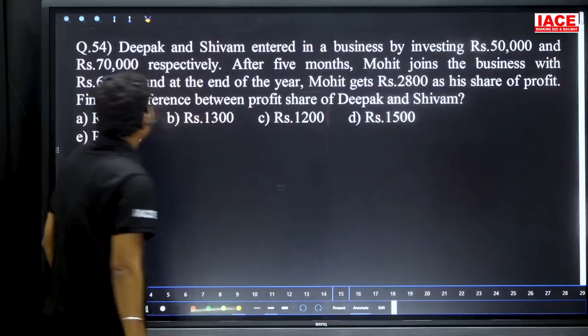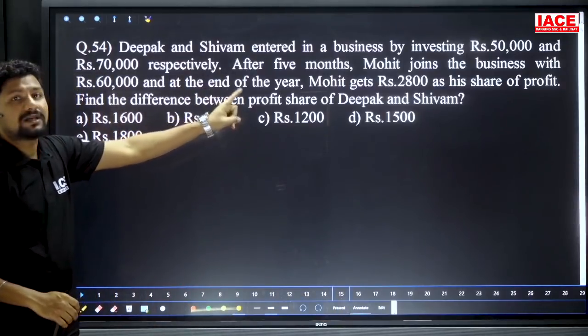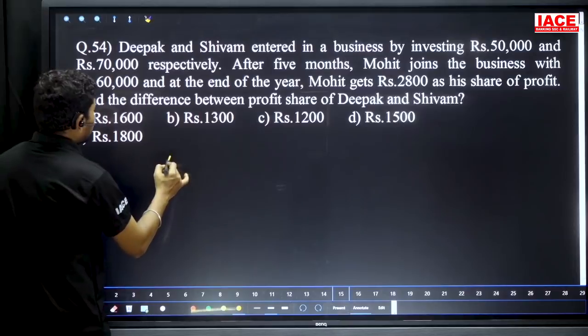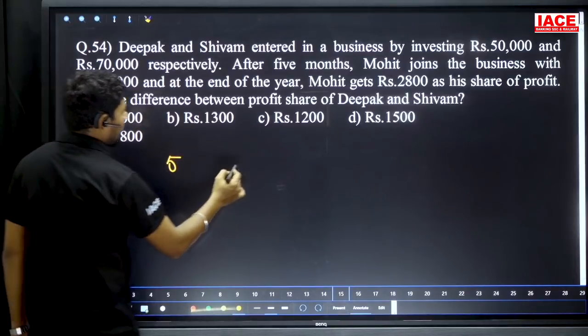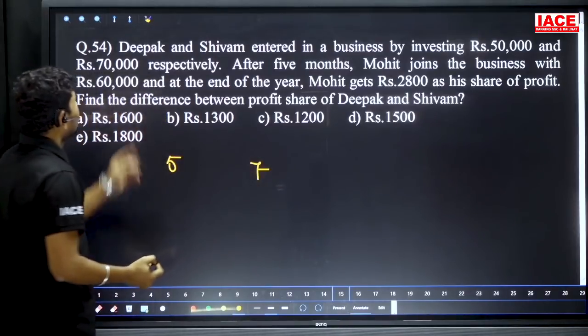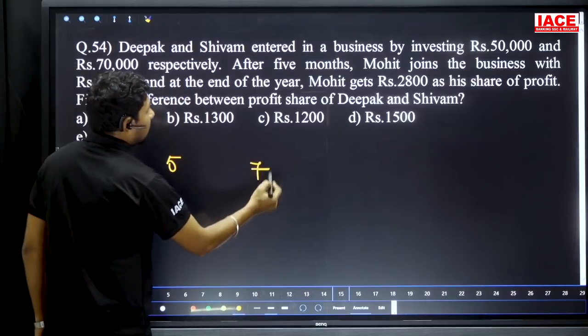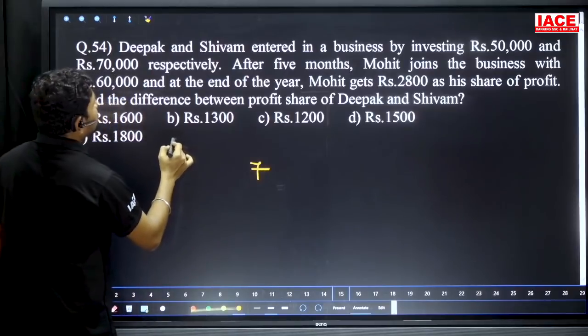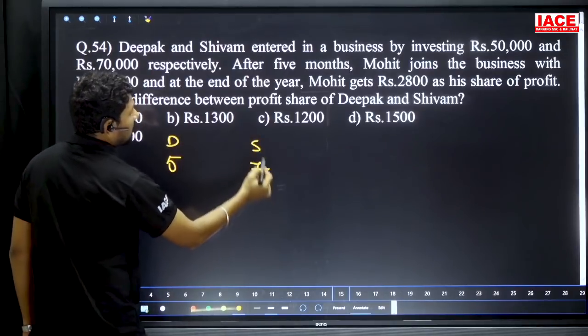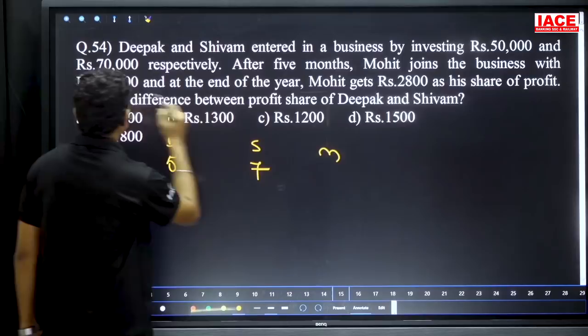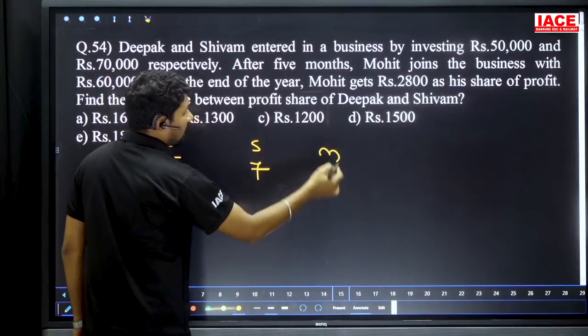Next. Deepak and Shivam entered a business investing 50,000 rupees and 70,000 rupees. 5 and 7, thousands cancel. After 5 months, till now 5 months completed, then Mohit joins. The first one is Deepak, the second one is Shivam, and the third person is Mohit. Mohit joins the business with 6,000 after 5 months.